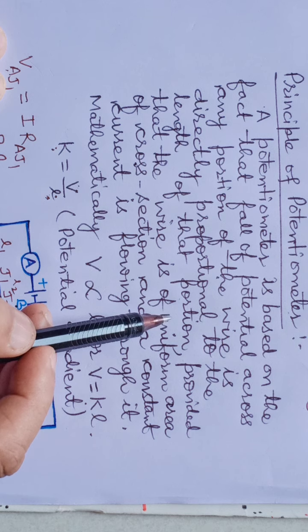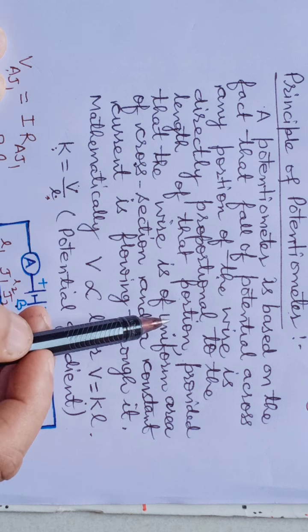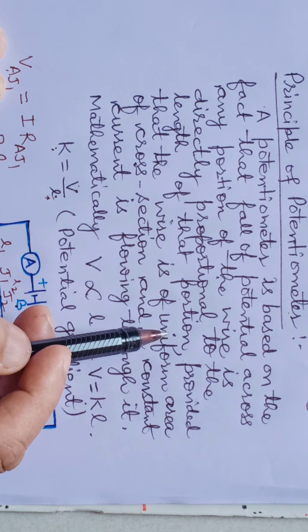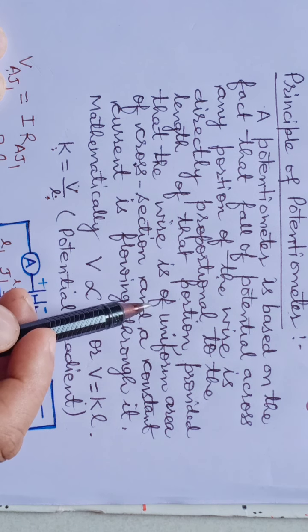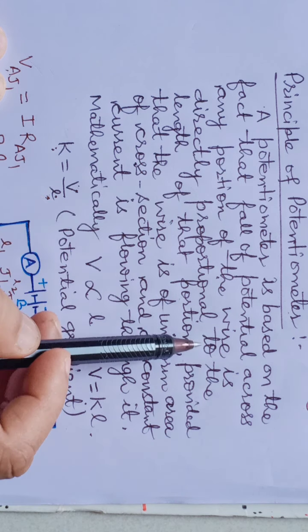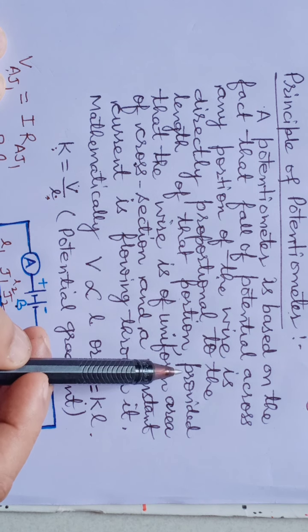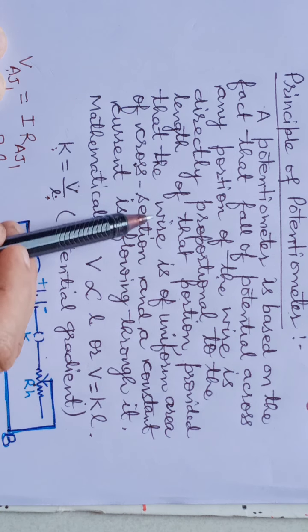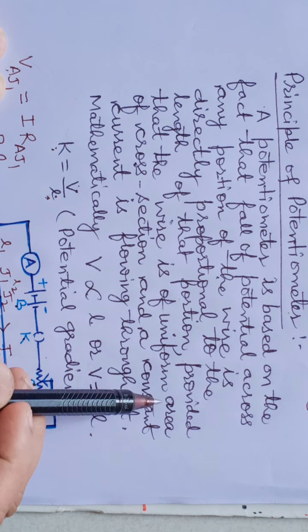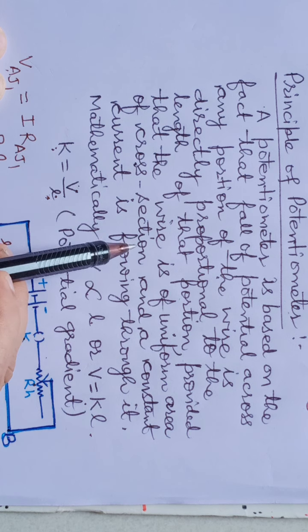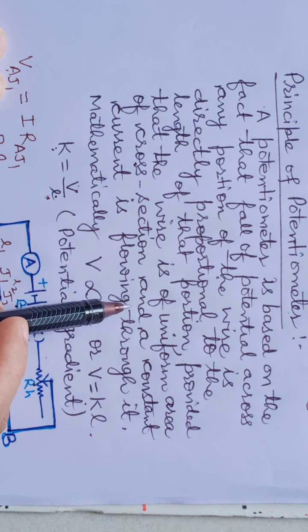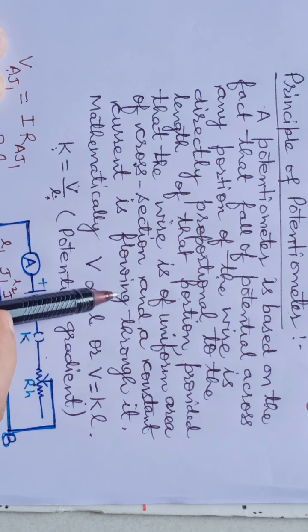So 1 volt is proportional to 10 centimeter, 3 volt is proportional to 30 centimeter, 7 volt is proportional to 70 centimeter. So fall of the potential across the wire is proportional to the length of that portion. Now, the condition is that the wire is of uniform area of cross section, the thickness of the wire should be constant throughout the wire, and a constant current is flowing through it.